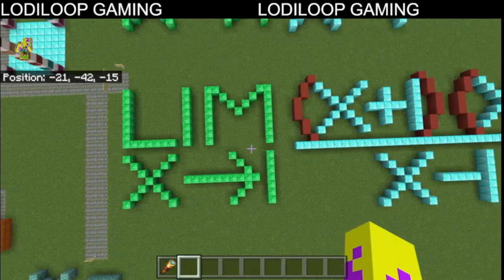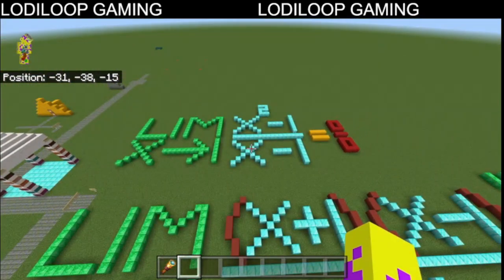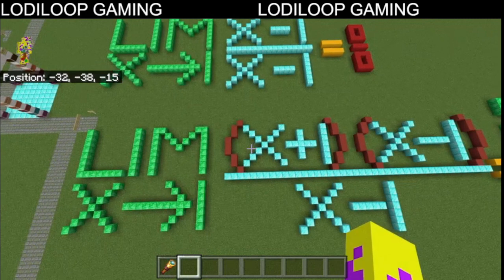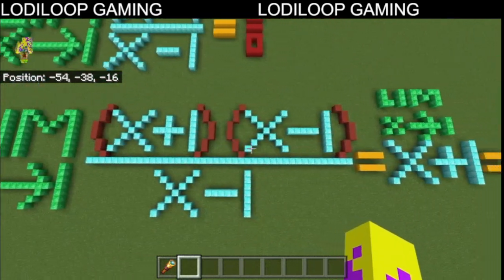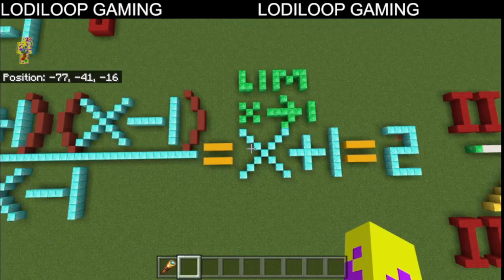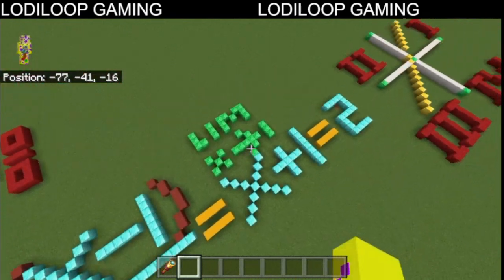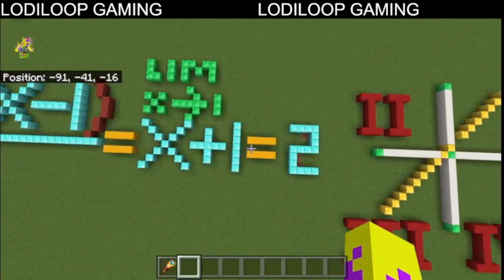To solve this problem, we have to factor x squared minus 1 into x plus 1 times x minus 1. X minus 1 and x minus 1 would then cancel, which would leave us with the limit as x approaches 1 of x plus 1. We now can substitute 1 for x, which would be 1 plus 1 equals 2.